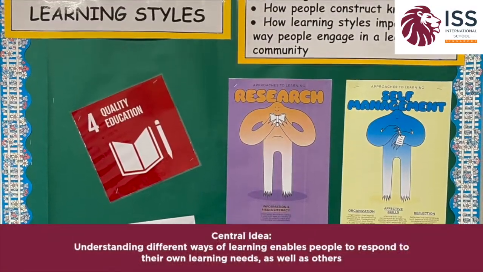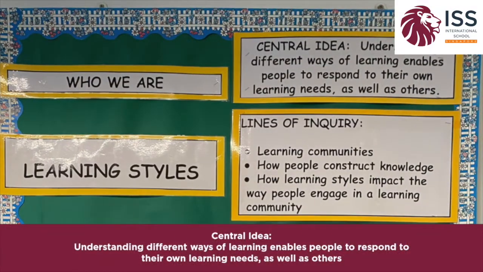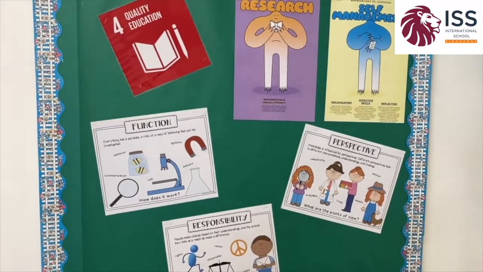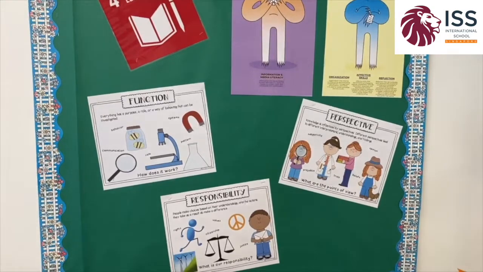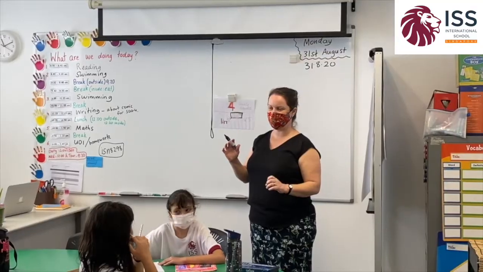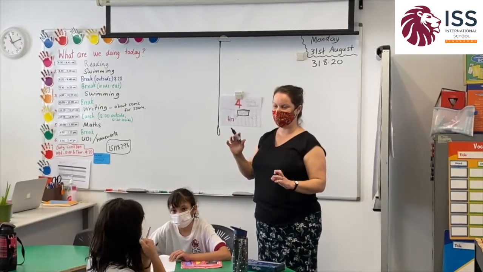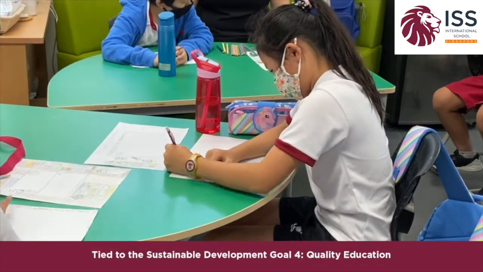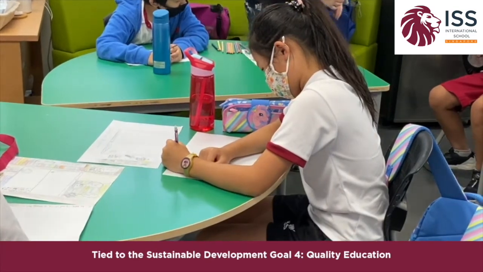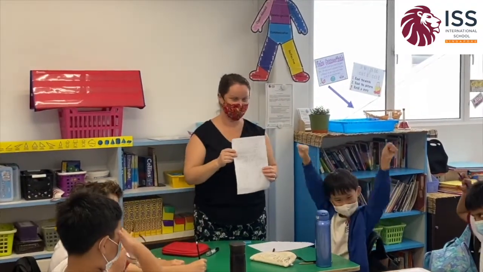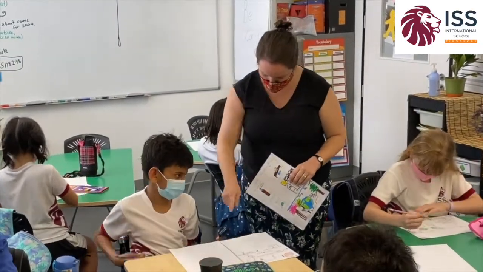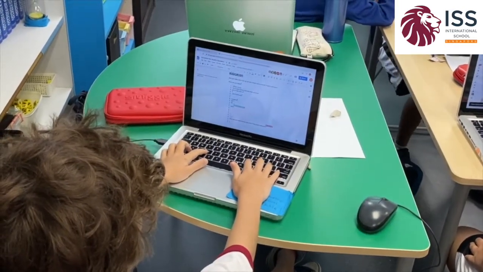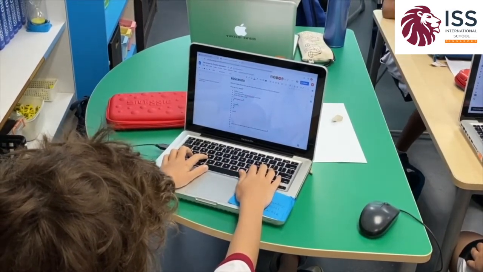Our central idea is understanding different ways of learning enables people to respond to their own learning needs as well as the learning of others. We have also looked at the lenses of form, function, perspective and responsibility. Looking through the lens of perspective has been very helpful for the grade 4s to connect to the Sustainable Development Goal 4, quality education. The students were also able to use their research skills to research about other countries and nations that didn't or don't have access to quality education.